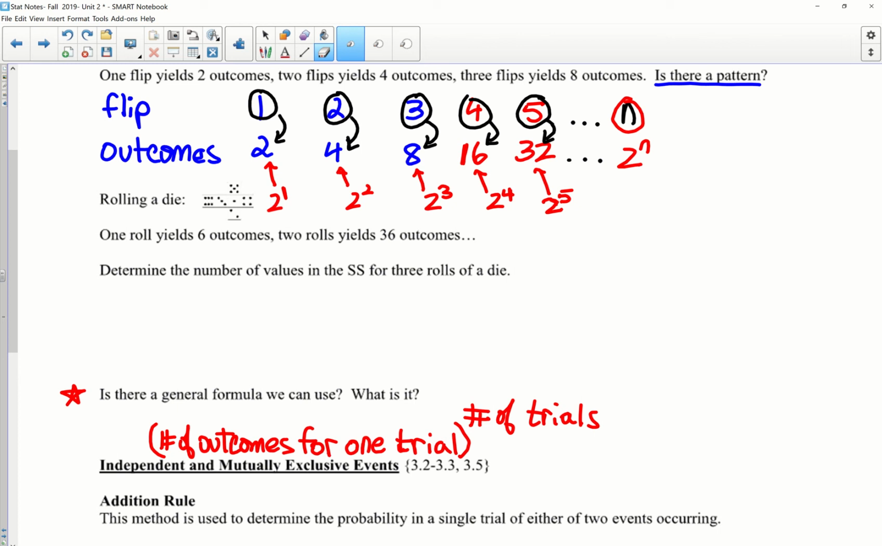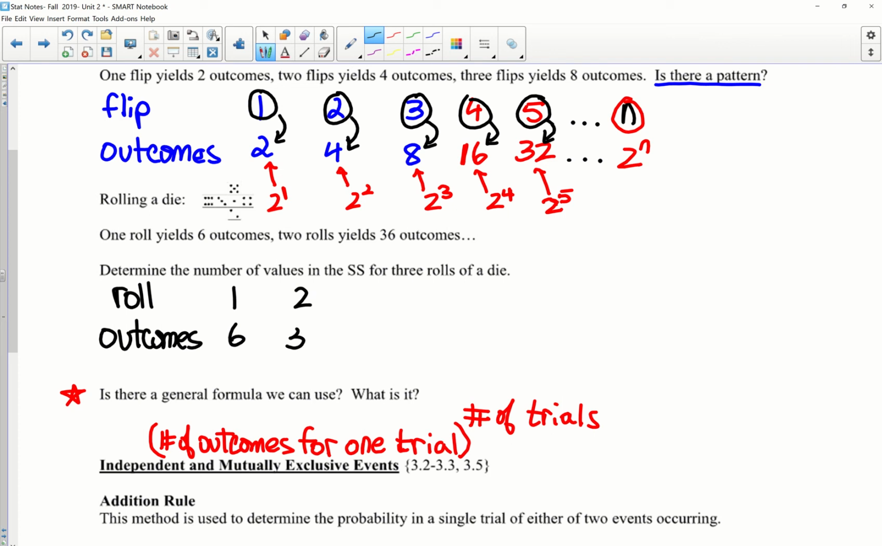All right, so we're looking at rolling a die, one roll gives us 6 outcomes. Let me just move that one over a smidge. Two gives us 36. All right. Determine the number of values in the sample space for 3 rolls of a fair die.